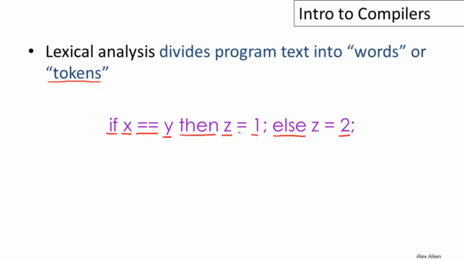Double equals is one, and the assignment operator is another. And here's already an interesting question: how do we know that double equals is not two individual equal signs? How do we know that we want this to be a double equals and not two single equals? Well, we don't know right now, but we'll talk about that in the lecture on how we implement lexical analysis.